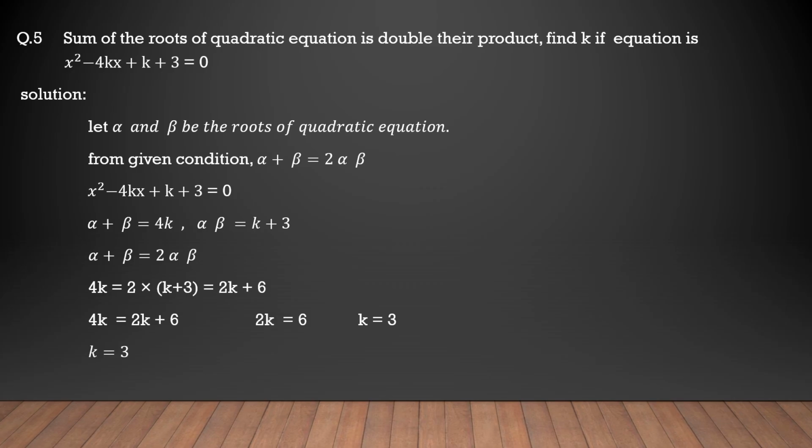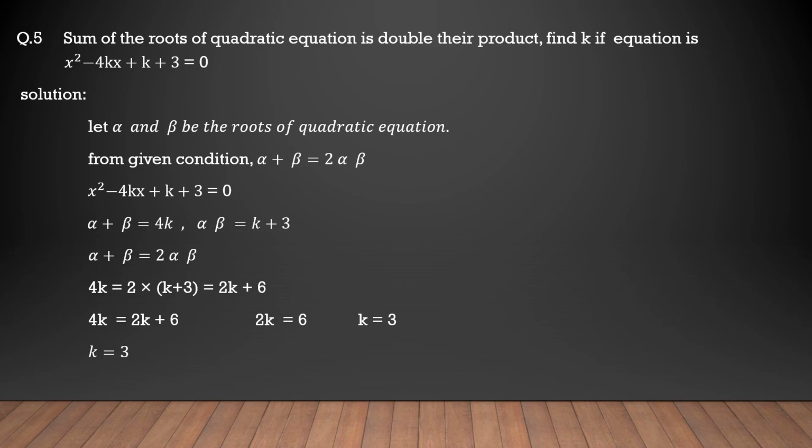Sum of roots of quadratic equation is double their products. Means alpha plus beta is equal to 2 into alpha into beta. Then the quadratic equation is x square minus 4kx plus k plus 3 is equal to 0. Here alpha plus beta means value of minus b. So here alpha plus beta is minus 4k.